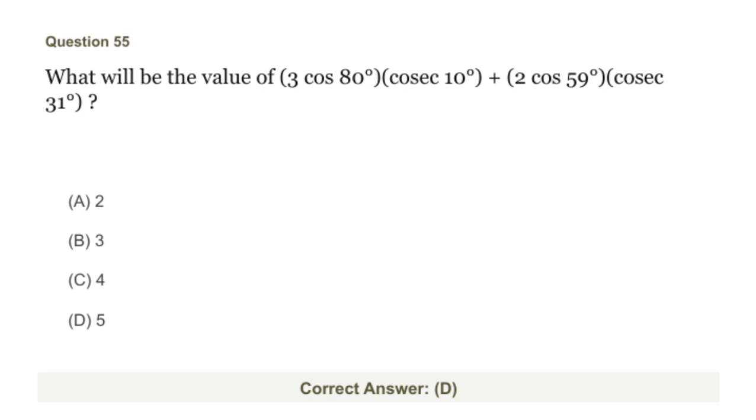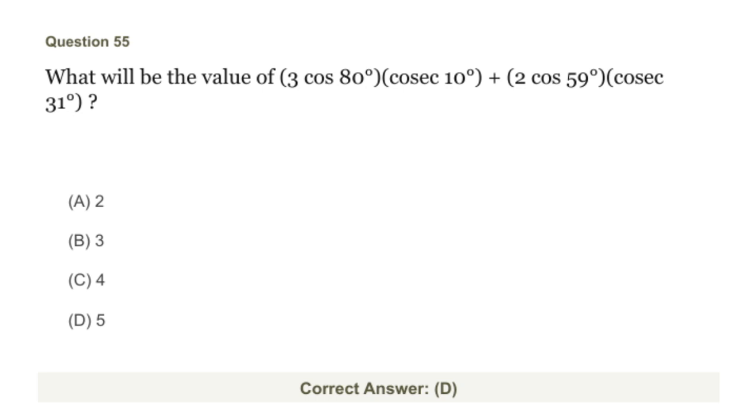Remember that cos 80 degrees can be related to sin 10 degrees, since cos 80 degrees equals sin 10 degrees. Similarly, cos 59 degrees relates to sin 31 degrees, because cos 59 degrees equals sin 31 degrees. These relationships are key to simplifying the expression. Now, focusing on the cosecant functions, cosec 10 degrees is 1 divided by sin 10 degrees, and cosec 31 degrees is 1 divided by sin 31 degrees.